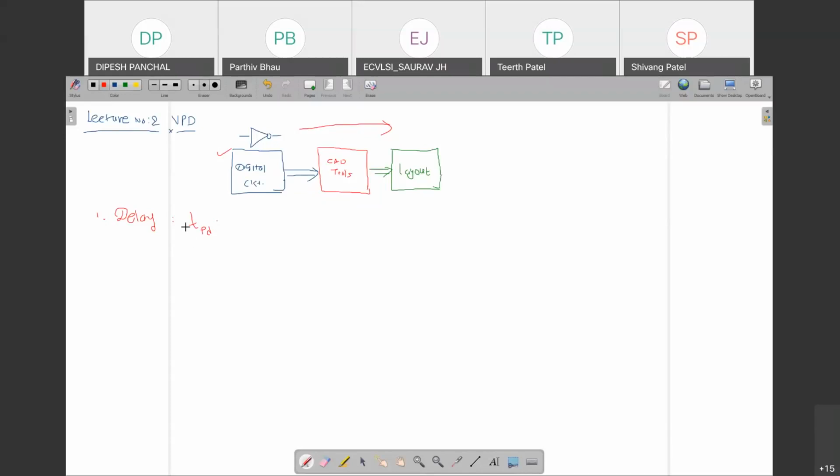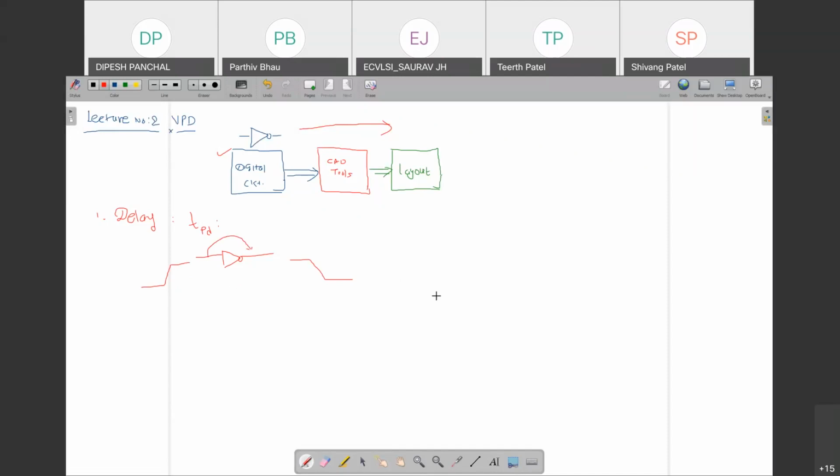So let's pick up some digital gates. We apply some input and see what the output looks like. These terms are well known to you from your BTech level undergraduate course. We apply some square wave input and we are expecting some output also. Propagation delay is the time required for the signal to travel from input to output.